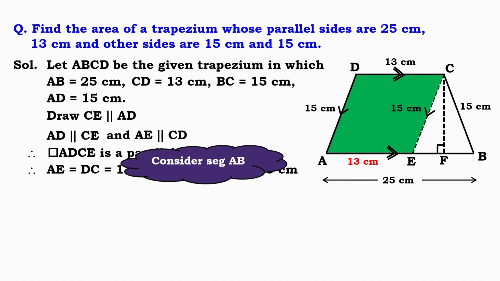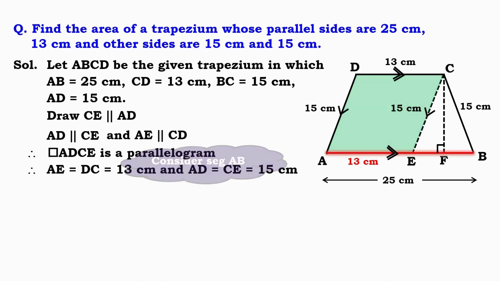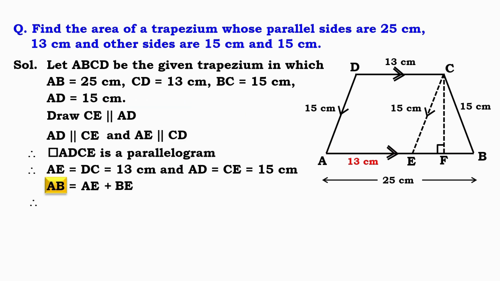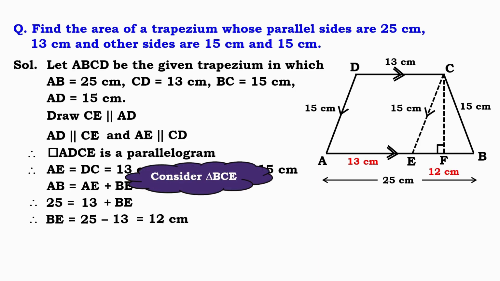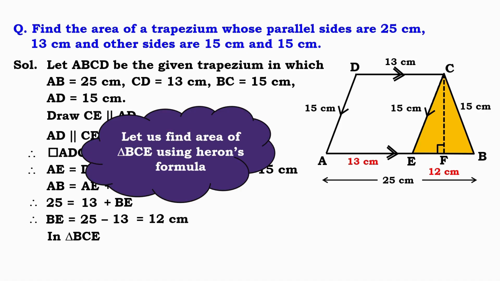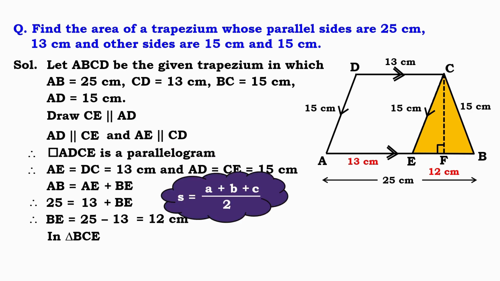Now consider AB over here. Segment AB is made up of two segments AE and EB. Now AB equal to AE plus BE. So AB we know, AE also we got. Now we can easily find the value of BE. So BE will be 25 minus 13, that is 12 centimeter. Now consider triangle BCE. So in triangle BCE, first we need to find the area of triangle BCE using Heron's formula, because now we know the three sides of the triangle. So let's put the value over here.